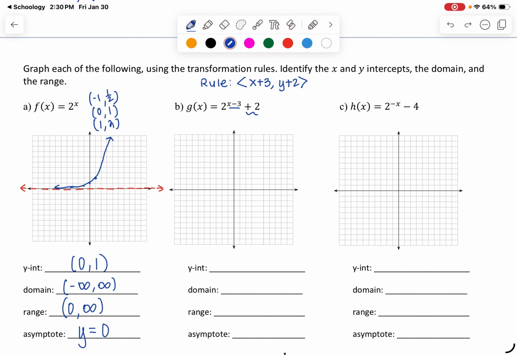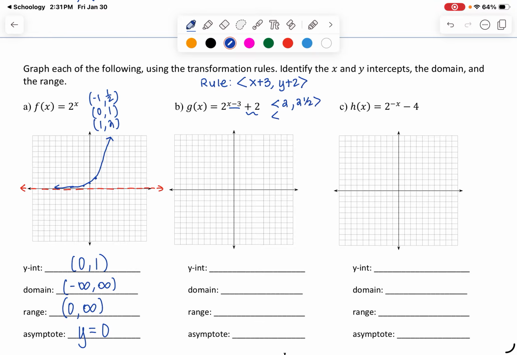So this one, we're going to add 3 to our x values, add 2 to our y values. What x and y values? These ones, because it was the base of 2. All right, so we're going to add 3 to the x value. So negative 1 plus 3 is 2, and then add 2 to the y value, so that's 2.5, or 5/2.